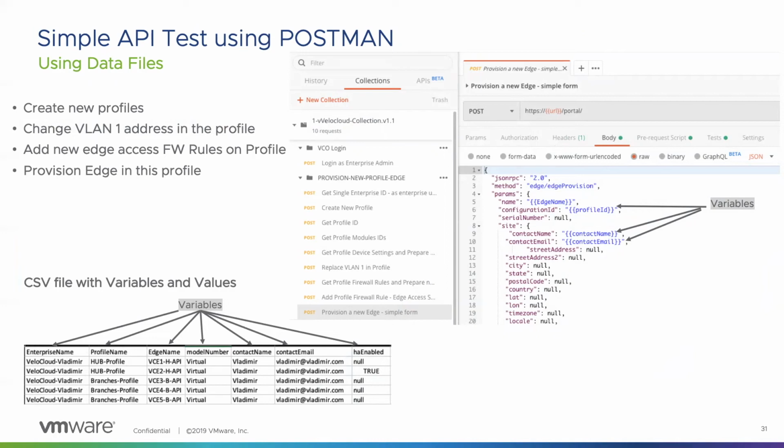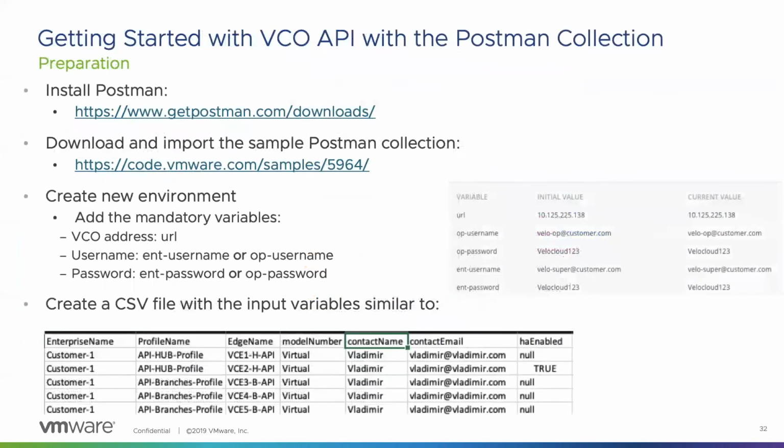So in this one, we're basically logging in as an enterprise and creating a new profile. I'm going to change this profile a little bit, change the VLAN 1, create an edge access rule, a firewall rule to allow the edge to be accessed via the gateways. And in the end, I'm going to provision it. And you can see here how it looks in the example.